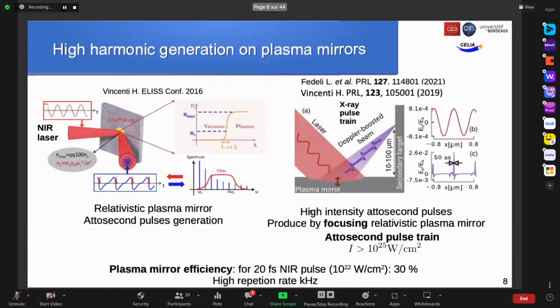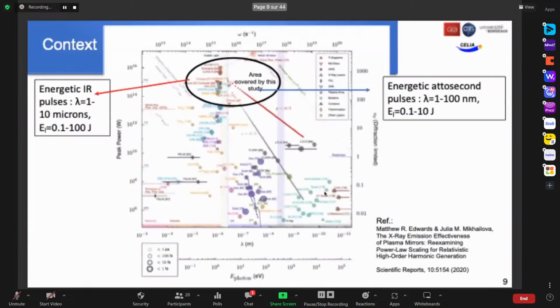Just as an alternative, there is another possibility: to not just create one attosecond pulse, but to create a train of attosecond pulses using classical high harmonic generation, which is illustrated here, or even using the setup proposed by Henry Vincenti, where the idea is that if your laser intensity is high enough, you're going to curve the reflecting surface of the plasma mirror, and so you can even focus your harmonics. So this is the kind of background in which we're doing our study.